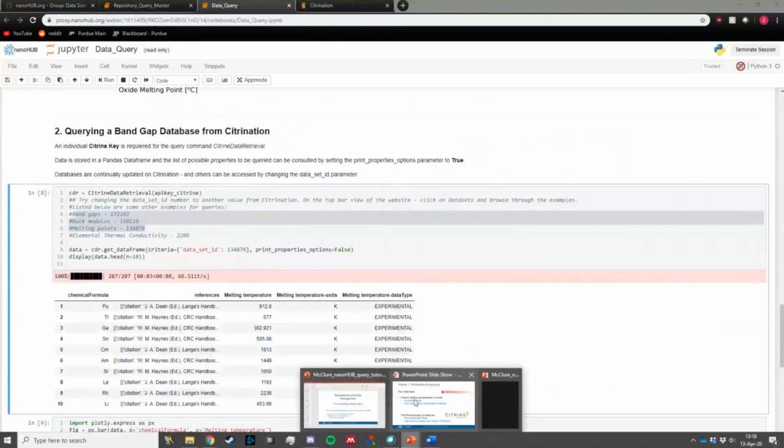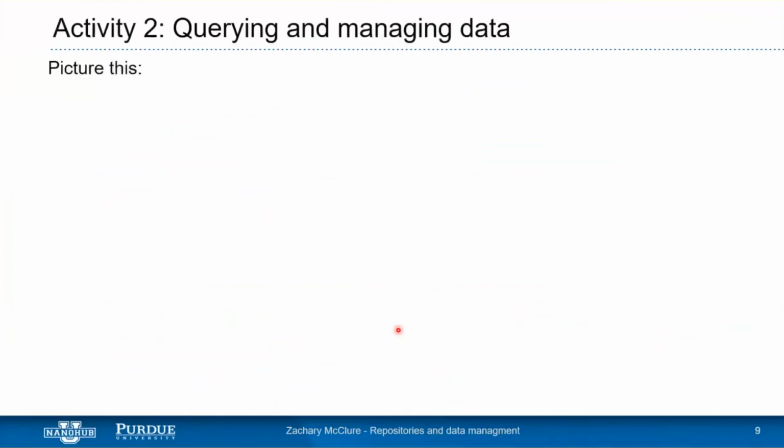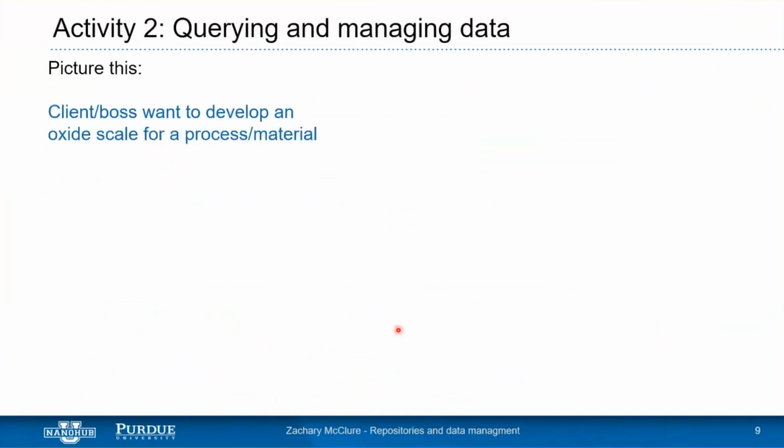Okay, so now that we've gone over the Citrine Nation database, we're going to move on to the second activity. A little bit more of an advanced query, but we're going to do something a little bit more exciting. We're going to give ourselves a secondary motivation. So I want you to picture this for a quick moment. You have a client, let's say you're working for a consulting firm, or you're in some industrial application where your client or boss wants you to develop some kind of an oxide scale for a process or some kind of material that it wants to be stabilized.